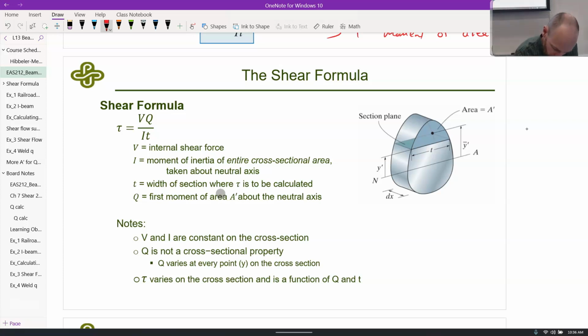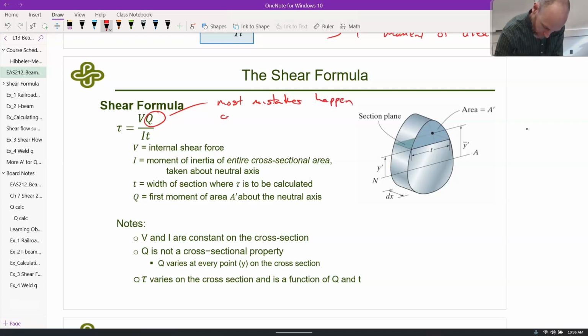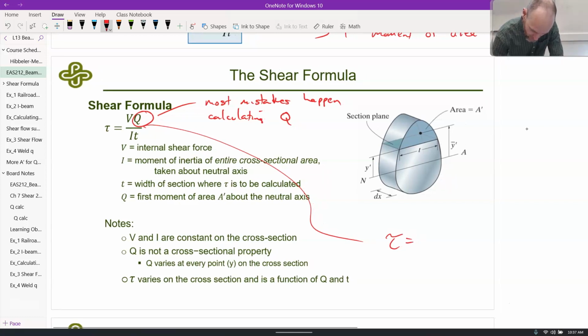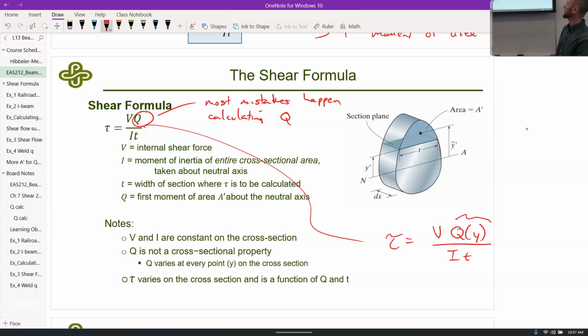The Q, again, is where most mistakes happen. Calculating Q. In the notes here, I'm highlighting that in lecture. Maybe you want to rewrite this equation, tau is equal to V Q of y over I t, to highlight that this is not a material cross-sectional property. It's not constant. It varies everywhere on your cross-section.